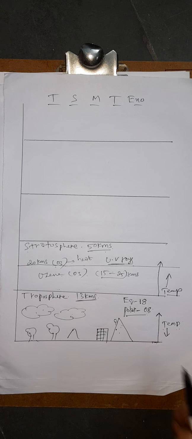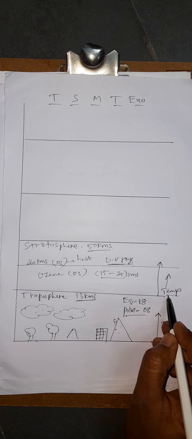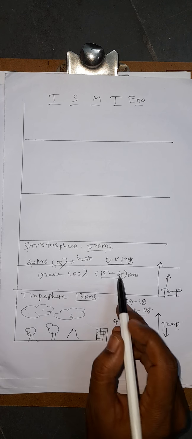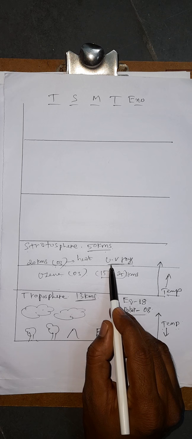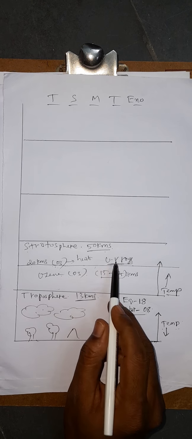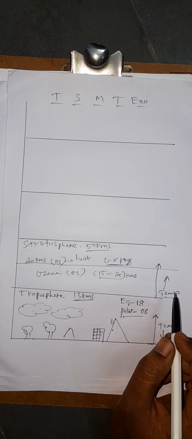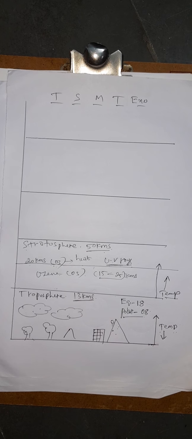Clear? In the troposphere, as we go high, temperature decreases. Here, as we go high, temperature increases, because the UV rays emitted from the sun are received by the O3, the ozone layer, and the UV rays are converted into heat. So here, as we go high, temperature increases. Okay, that's the thing here.